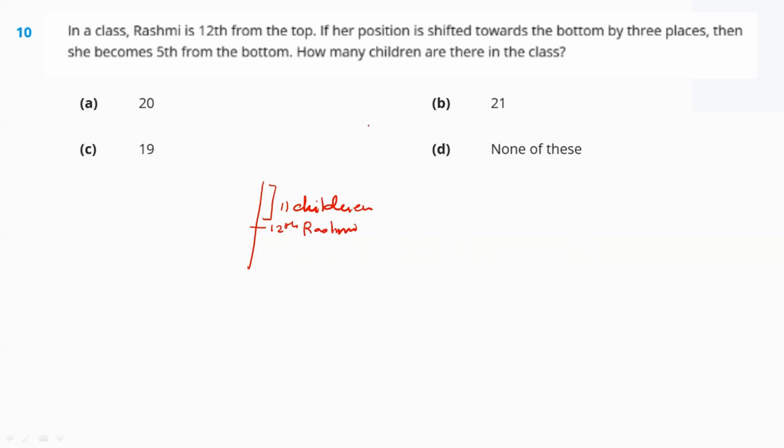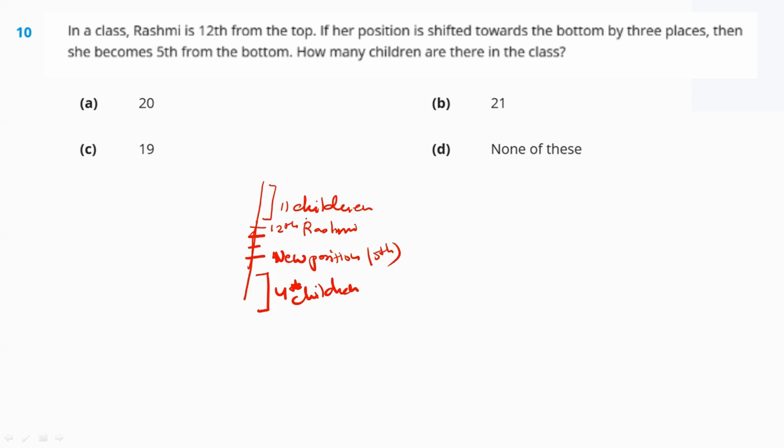Now her new position is shifted by 3 places towards the bottom: 1, 2, 3, and then she becomes 5th from the bottom. So this is the new position of Rashmi, which is 5th from the bottom, which means at the bottom there are 4 more children, correct? So now how many children are there in the total class?